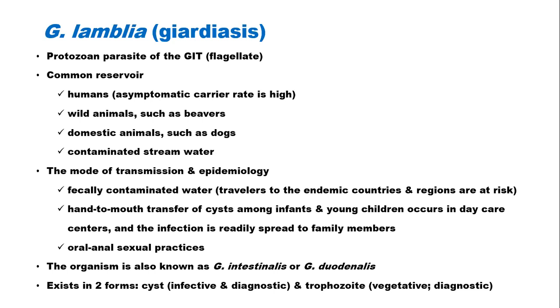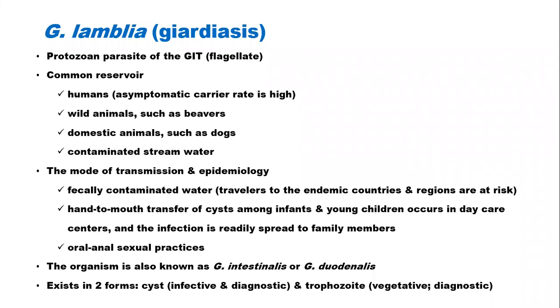How is the infection acquired and who are the likely people to be infected? Fecally contaminated water, because the cysts that are infective are usually passed out in stools. So ingesting stool, as in ingesting it literally, is the mode of transmission. So fecally contaminated water or food can transmit the infective cyst.